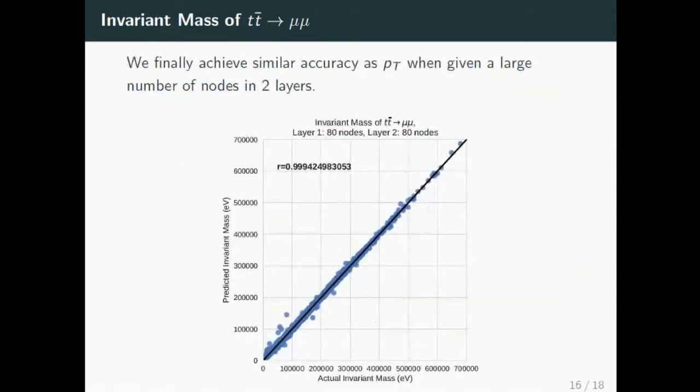You only really start getting similar accuracy to PT when you have a large number of nodes in two layers. So this right here is what you get with 80 nodes in the first layer and 80 nodes in the second layer.